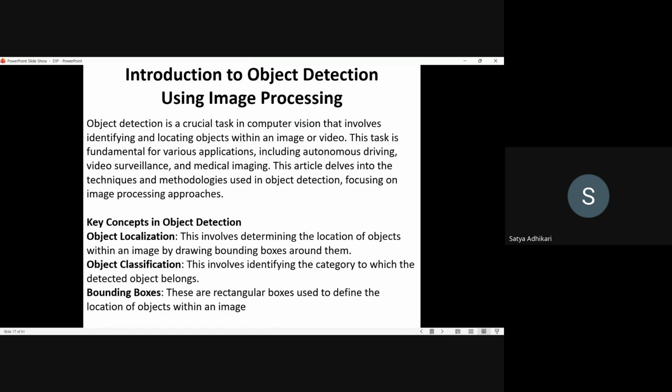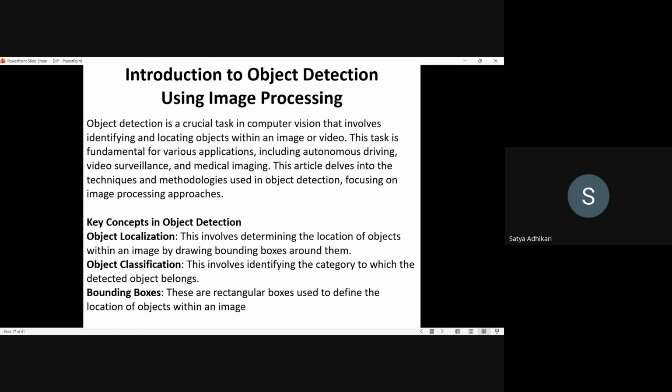Suppose you want to detect vehicles in a video or in a still image, so it is called object detection. This task is fundamental for various applications, including autonomous driving, video surveillance, and medical imaging. Suppose there is an ultrasound report, and the doctor wants to focus on, suppose there is a stone in the stomach of a patient, so they want to detect the stones in that picture. This article delves into the techniques and methodologies used in object detection, focusing on image processing approaches.